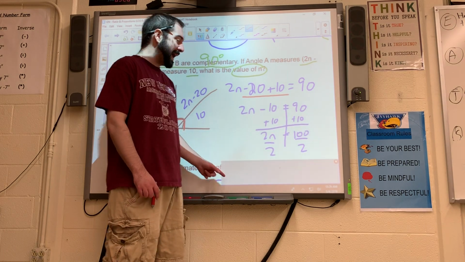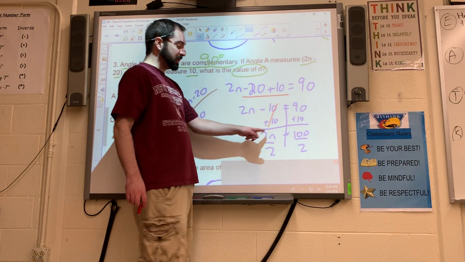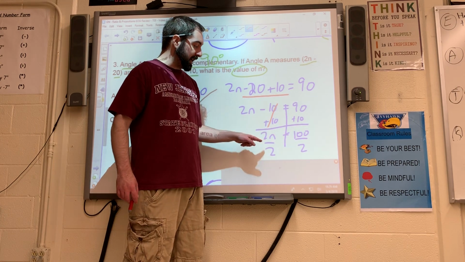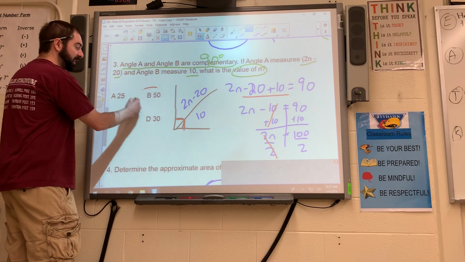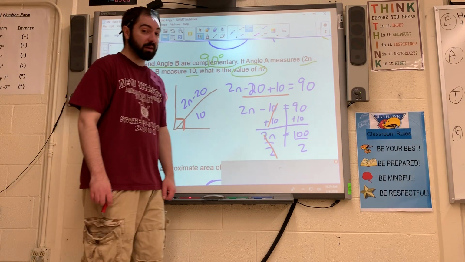From there, we add 10 to both sides. 2 times n now is equal to 100. I said times 2, so I divided each side by 2. 100 divided by 2 is 50. Now, to check your work, real easy.